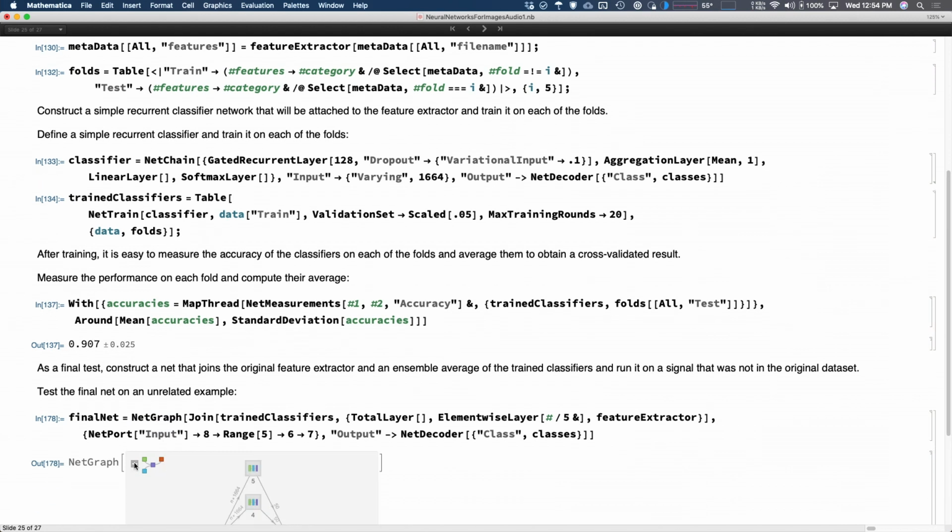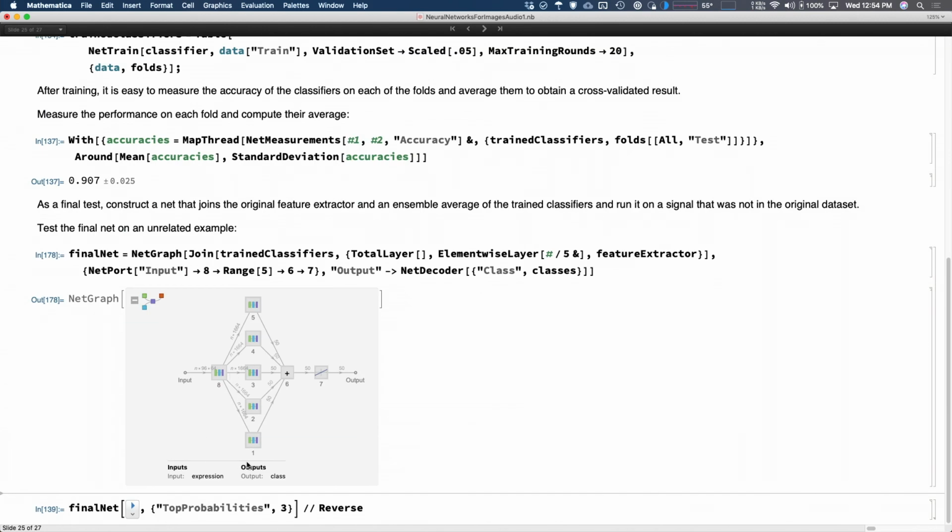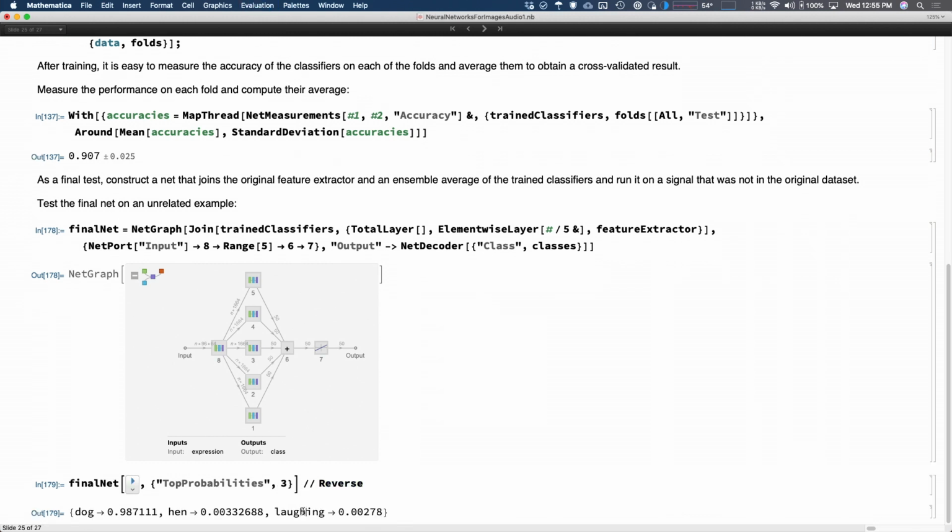So these are the two fused networks, and I am doing some ensembling here. And this is a signal that the network has never seen, and it is recognized immediately as a dog. So this is one way of solving a problem, a situation where there is a scarcity of data.